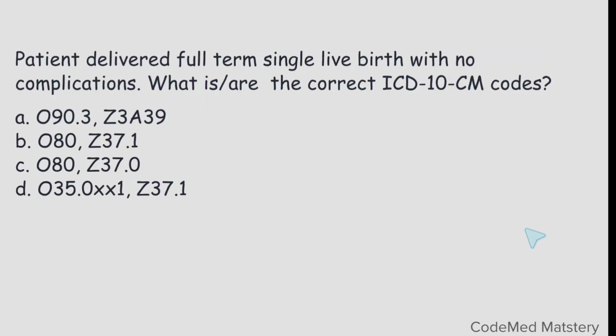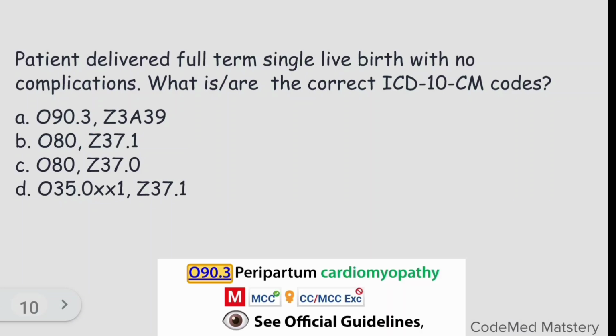Next question. Patient delivered full-term single live birth with no complication. What is the correct ICD 10 CM codes? Check option A, first code O90.3. O90.3 is for peripartum cardiomyopathy. But in the scenario, they have mentioned patient delivered full-term single live birth with no complications. So, O90.3 is wrong.